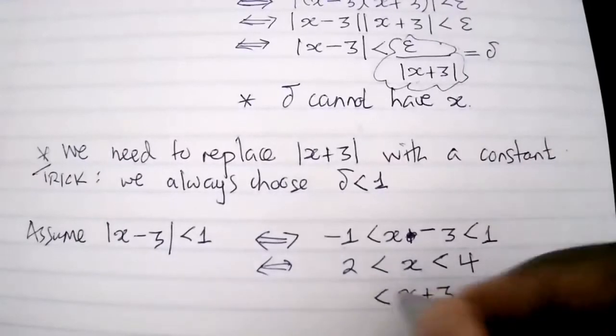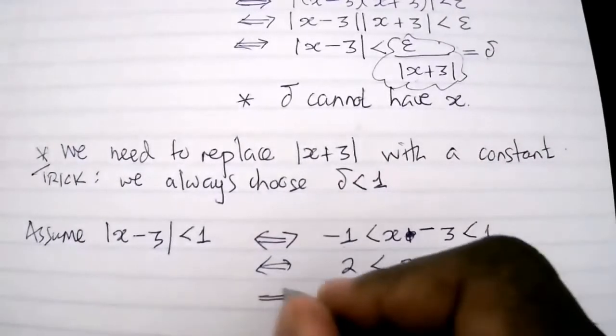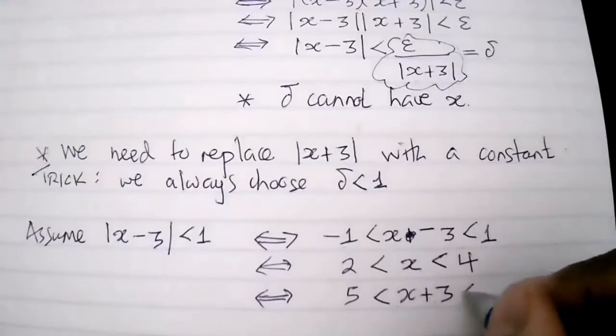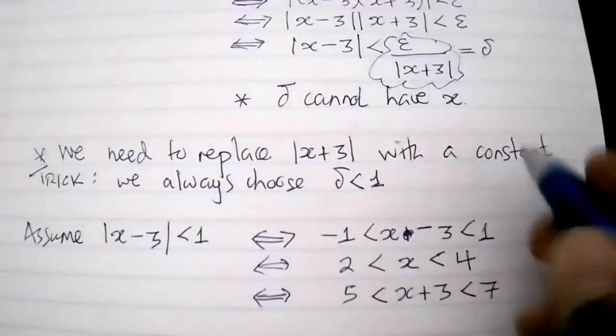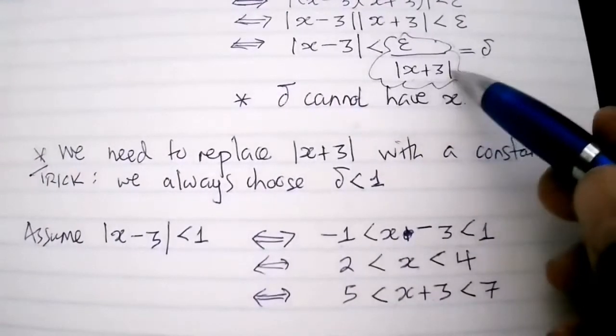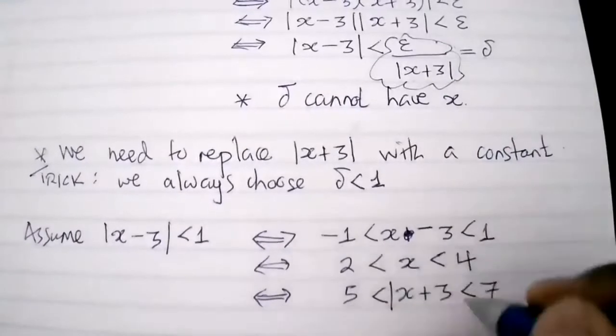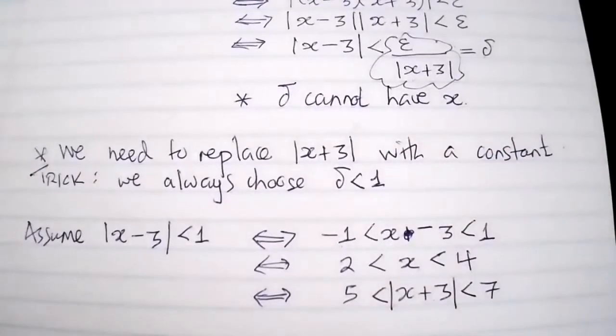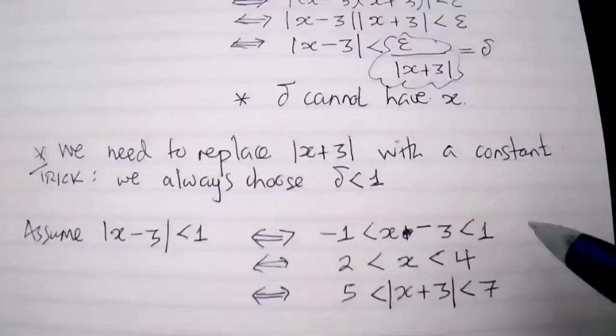So x plus 3 here, so 3 plus 2 gives us a 5. And 3 plus 4 gives us a 7. Now we've got x plus 3, but here it's the absolute value. So I can just make it absolute by plugging in the absolute sign there. Then now it's looking nice.